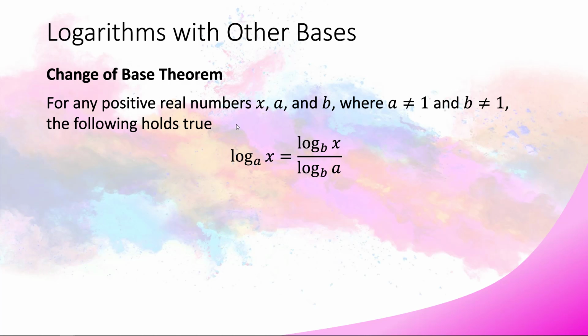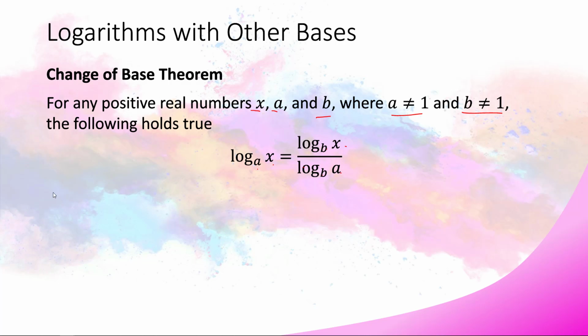For any positive real numbers a, b, x, where a is not equal to 1 and b is not equal to 1, the following holds true. The log base a of x can always be written as the log base b of x divided by the log base b of the old base a. And for your viewing knowledge, I am going to go ahead and prove this. Yes, just for you. So how would we do this?